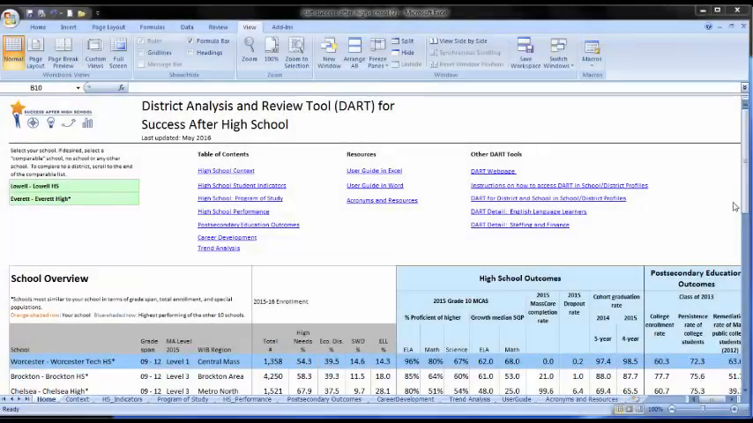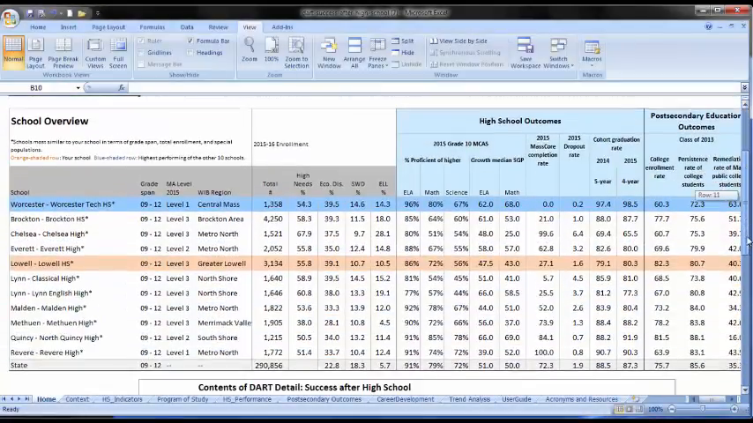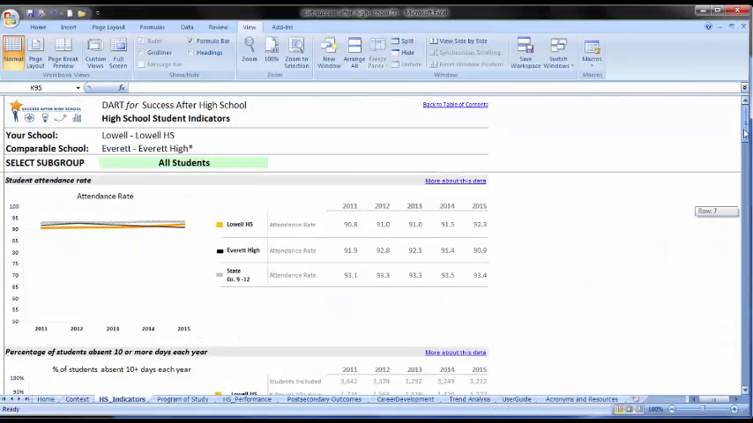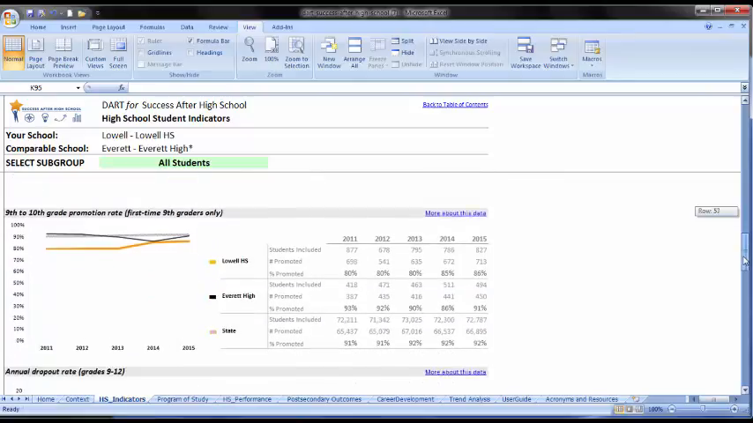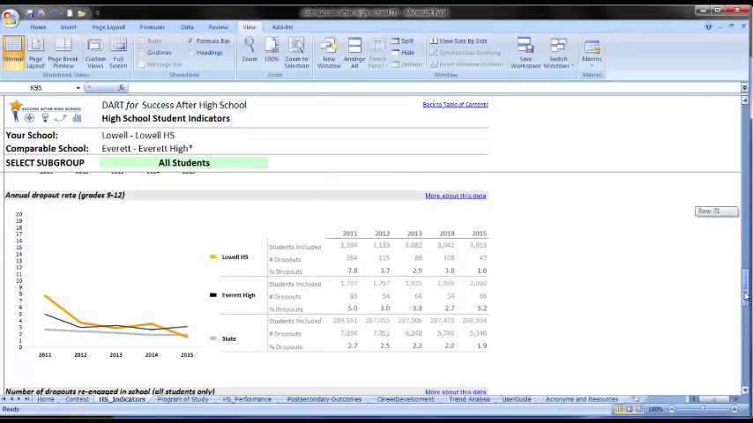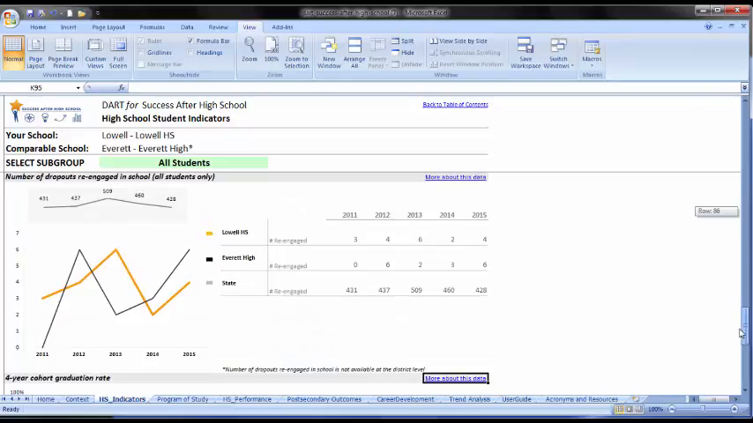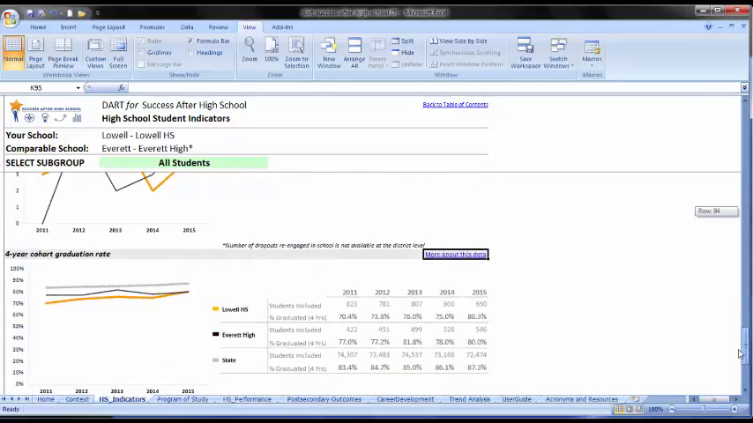In the Success After High School DART, we can see the 1-year high school outcomes on the home page for the one school you've selected and for other comparable schools. On the High School Indicators tab, scroll to the annual dropout rate for your school. This is shown in a chart and a table as a trend over time, compared to the state and to a comparison high school. Below that is shown the number of dropout students who are re-engaged in high school.